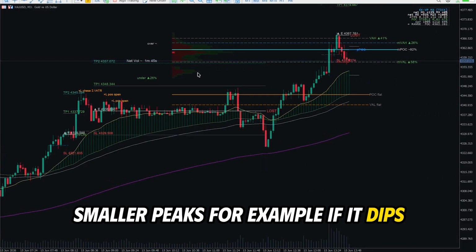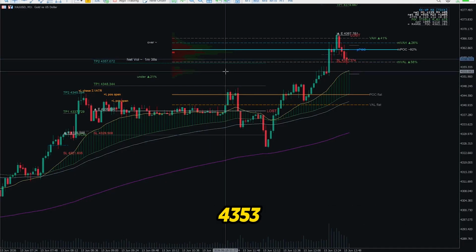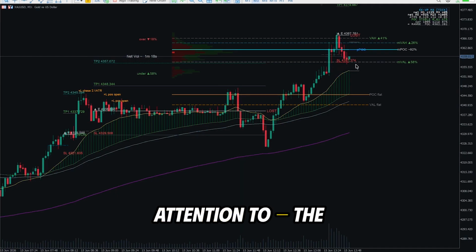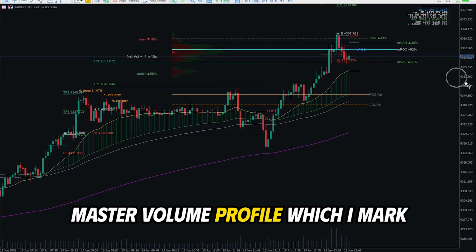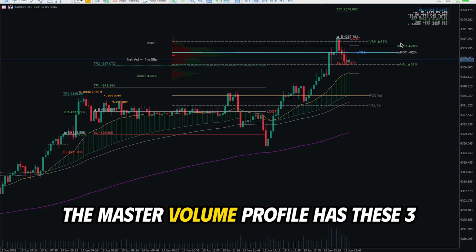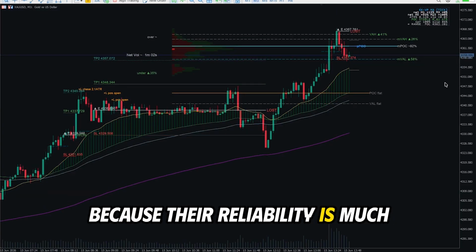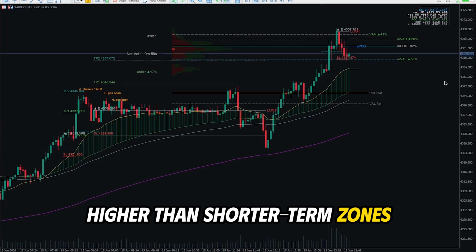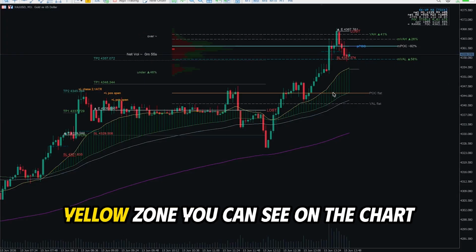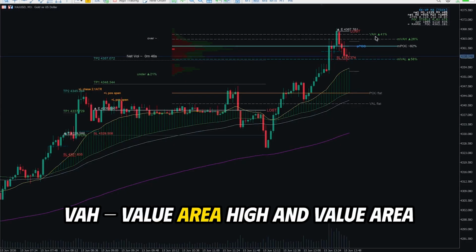For example, if it dips here, it could potentially head to the price zone below, around 4,350. There are 2 zones you need to pay attention to. The master volume profile, which I mark as MPOC, MVAH, and MVAL. The master volume profile has these 3 nodes, 3 zones. I call them master because their reliability is much higher than shorter term zones. The shorter term zone here is the yellow zone you can see on the chart. The yellow zone also has a POC, VAH, value area high, and VAL, value area low.